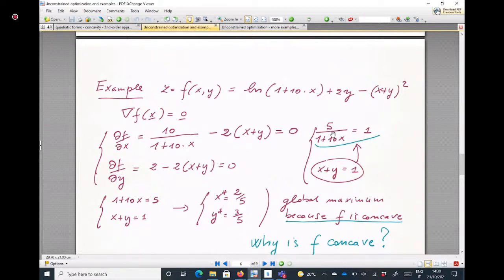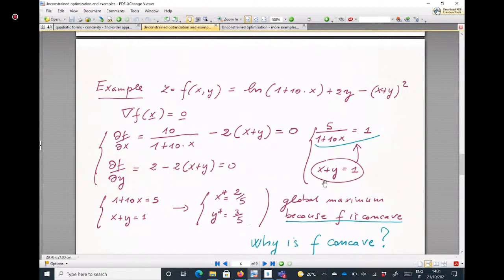In this case, we get a first equation which depends only on x. We solve this for x. It is 1 plus 10x equal to 5, so x is equal to 2 over 5, because this is a linear equation in x. I replace the solution for x here by substitution: 2 over 5 plus y is equal to 1, so y is equal to 3 over 5. Okay? And the function is concave, so this solution is the global maximum.